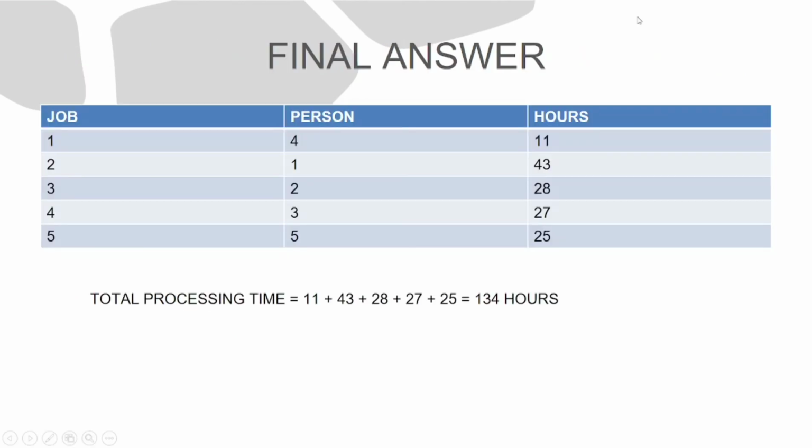Okay, now comes the final answer, that is the total processing time. Create a table with 3 rows which consist of jobs, persons and hours. The values in the R column are taken from the squared zeros from the original table. We add those values in the R's, and then the total value is called the total processing time.